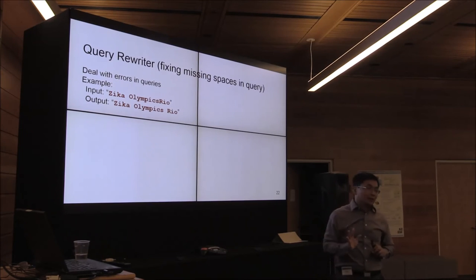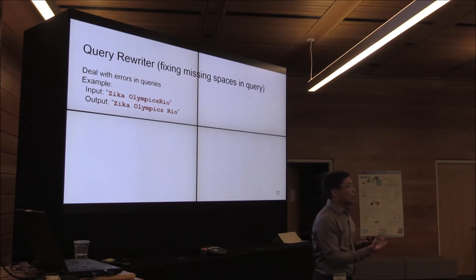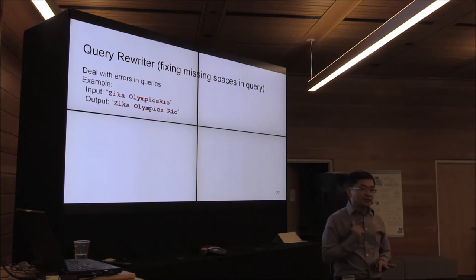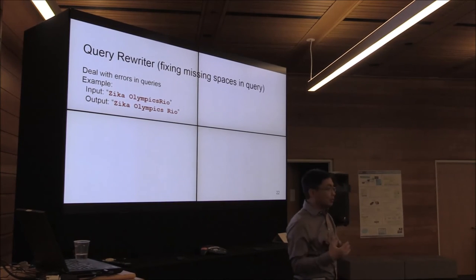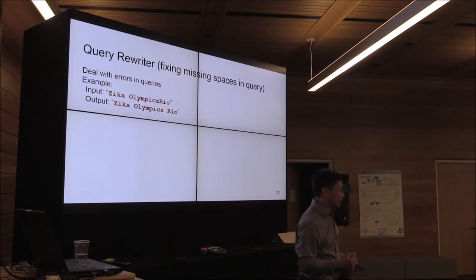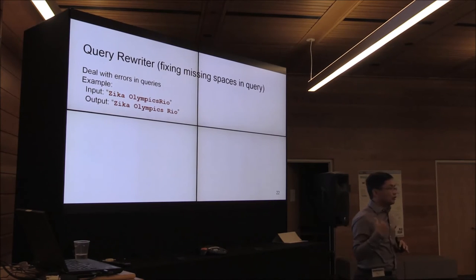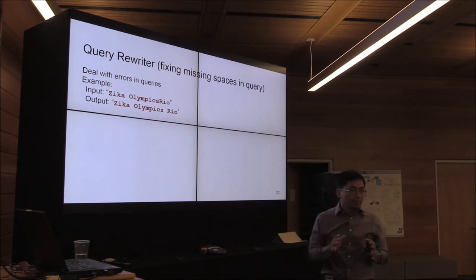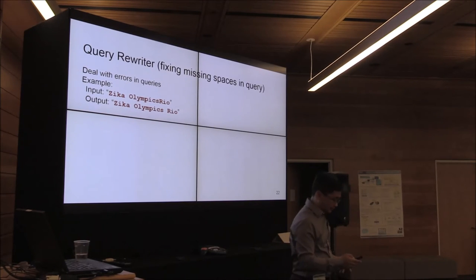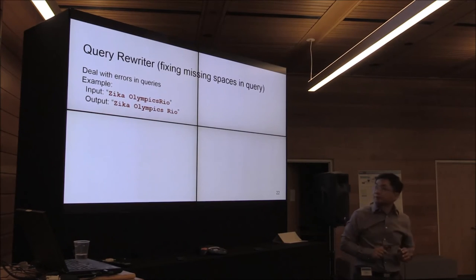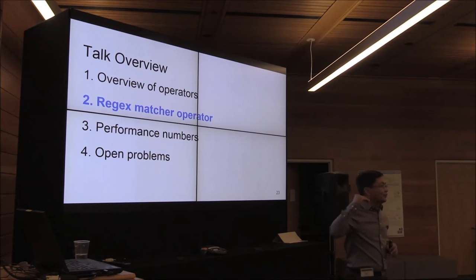This one is an easy one, which is: given a query with some typo, fix it. This one has nothing to do with the machine. This exercise is to show whether you can implement some more advanced operation as one operator. Here, if you miss the space between Olympics and Rio, by running this operator, you can fix it and get the one with the space. This one does not rely on the machine. So those are basic operators.